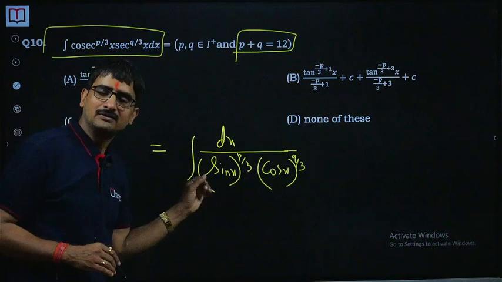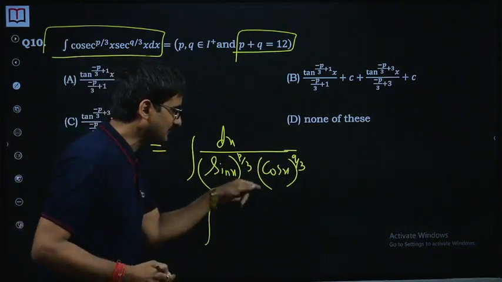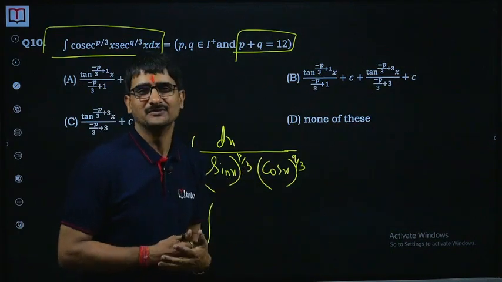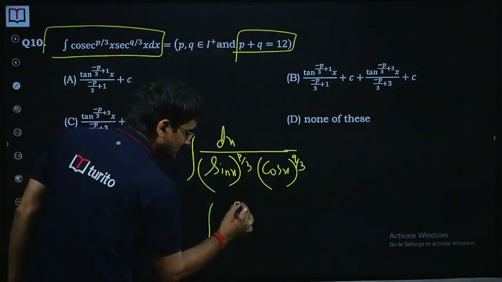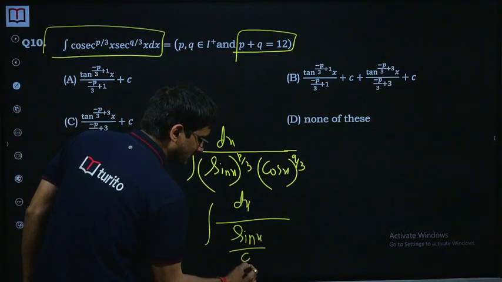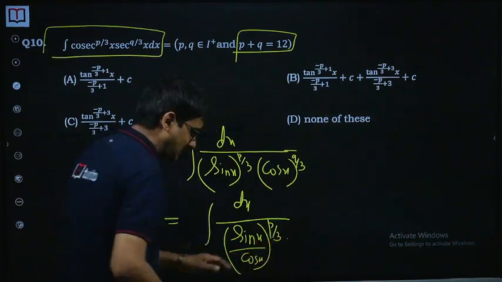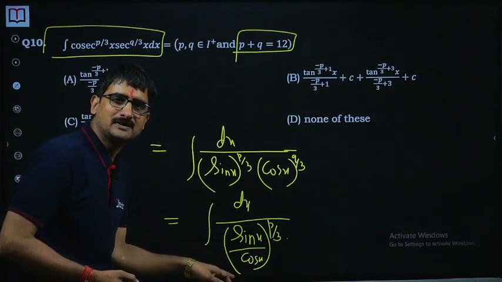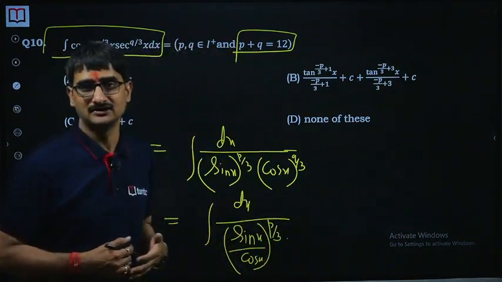Now I will convert it to tan. Why? Because see, the sum of the powers, p by 3 plus q by 3, is 4. The power sum is even, because p plus q is 12. So I will convert it to tan in the denominator. So sin x upon cos x raised to the power p by 3, and then you divide it by cos x raised to the power p by 3. We need to multiply with cos x raised to the power p by 3.